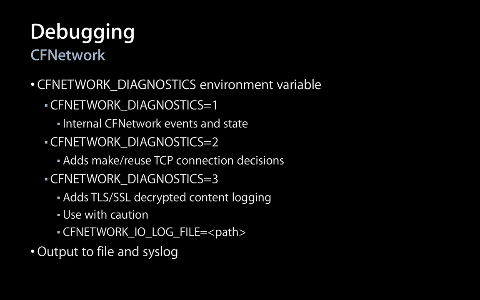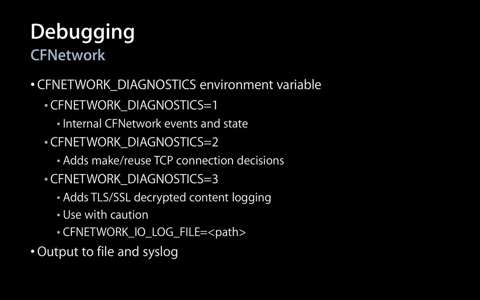If you set this to 1, it includes a lot of internal CFNetwork event and state information. If you set it to 2, it adds a bunch of information about how it decides to reuse existing connections or establish new connections if you're using the persistent connections or pipelining. If you set this to 3, it has a very powerful feature where it will actually log all of the TLS and SSL decrypted content.